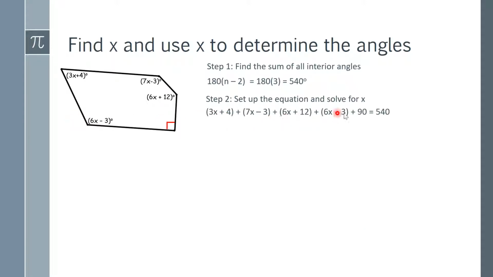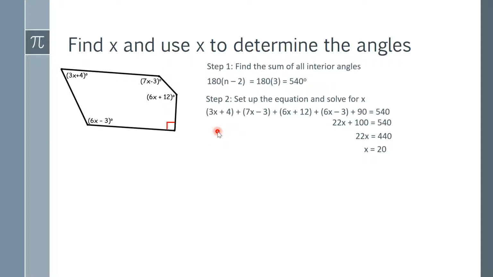We've got all of our angles here, and then plus 90, and that's going to equal 540. If we combine like terms, 3 plus 7 is 10, plus 6 is 16, plus 6 is 22x. Then 4 minus 3 is 1, plus 12 is 13, minus 3 is 10, plus 90 is 100. So 22x plus 100 equals 540. Subtracting 100 from each side gives us 440. If we divide by 22, x is 20 degrees.